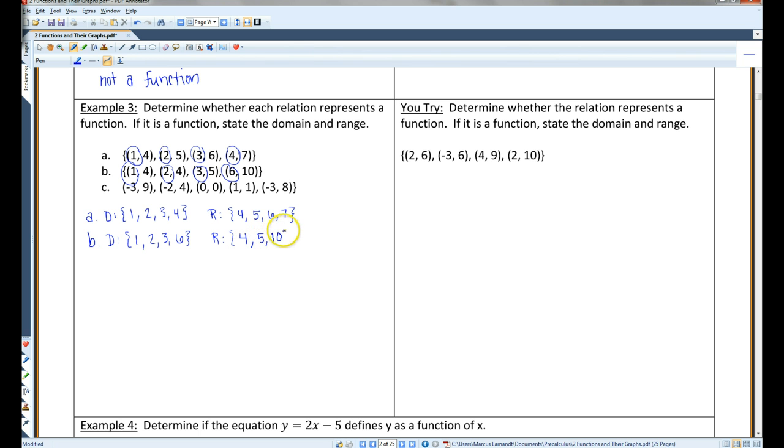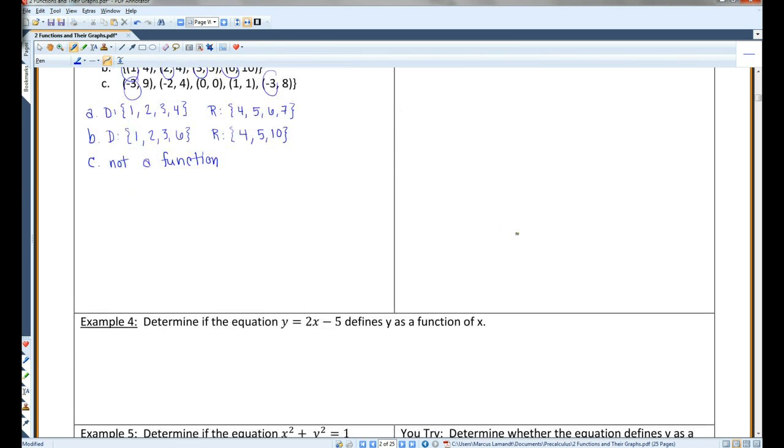Now for this one, we have two -3's. That means there's an x variable that corresponds with two different y variables, an input variable that corresponds with two different output variables. That's not going to work, so this is not a function. Alright, you guys go ahead and try this one.